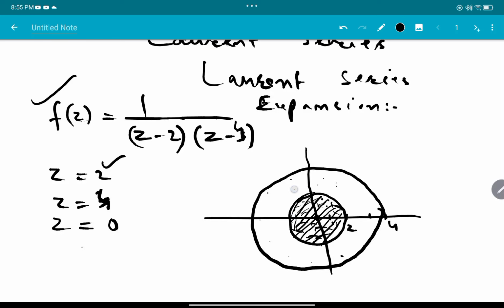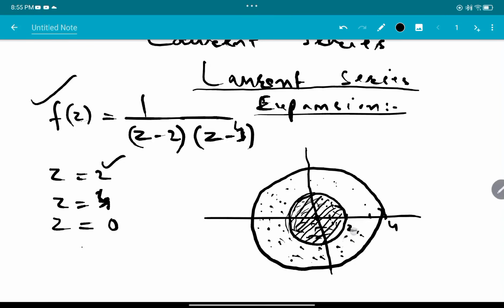What about Taylor's expansion about z equals 0? No. Then there is another series expansion called Laurent series expansion, which takes care of these annular regions. Annular means a region that lies between two closed paths. So this region, let me show it by dots, is the annular region here.